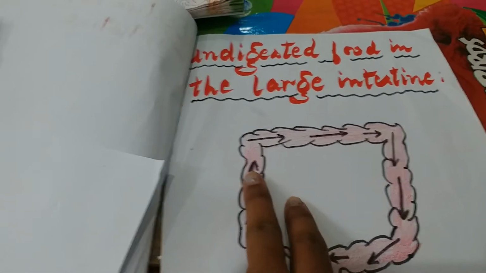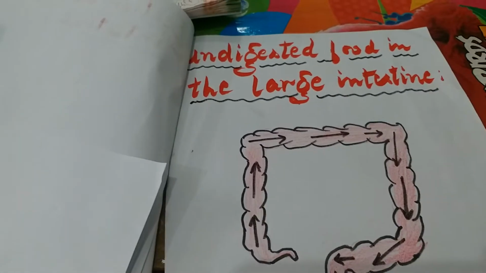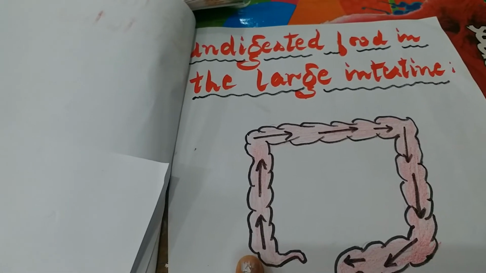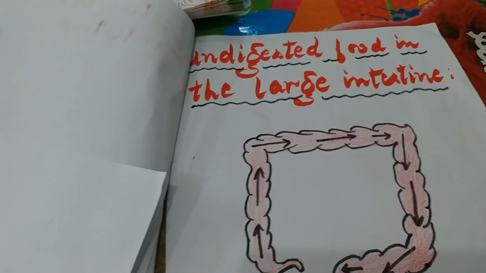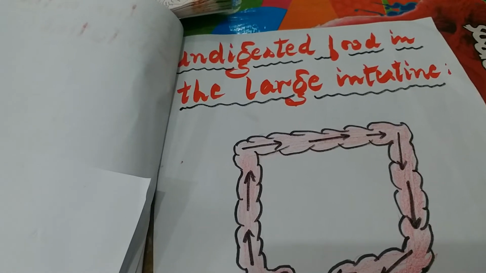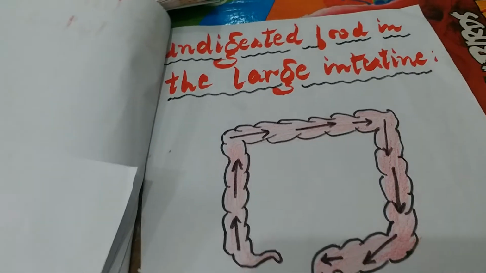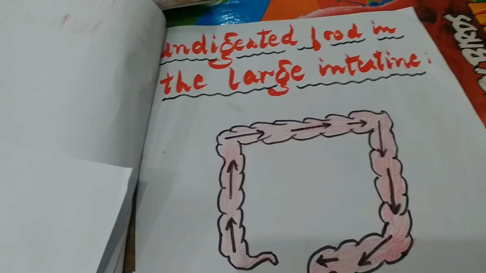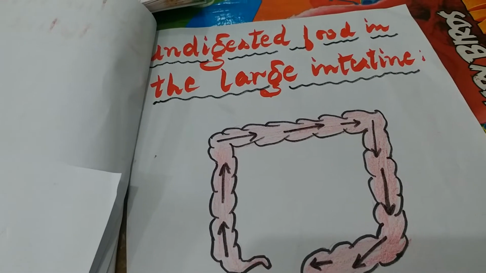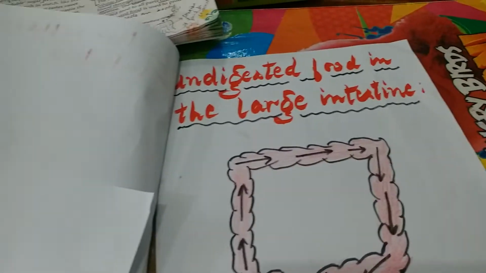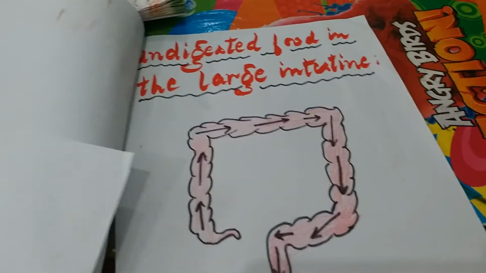The large intestine is about 1.5 meters or 5 feet long. Water from the undigested food is absorbed by the walls of the large intestine. The solid waste that remains passes off our body through the opening called anus. Children, let me mark which point is anus here so that you will come to know. The anus is at the point here. You can see this is anus.